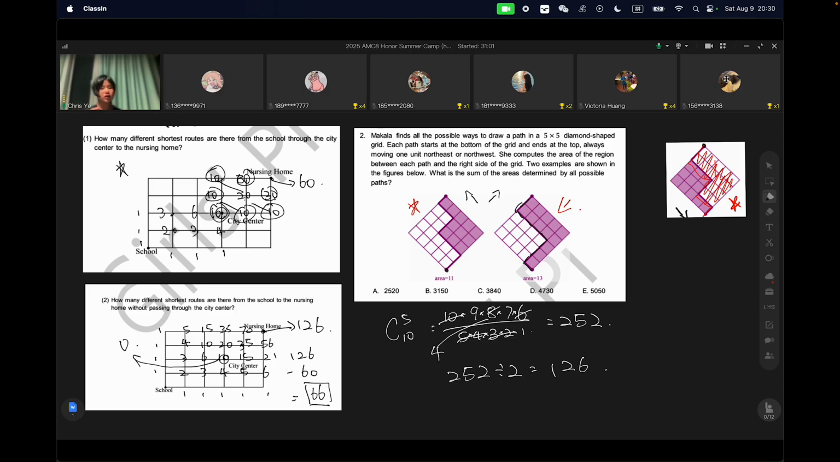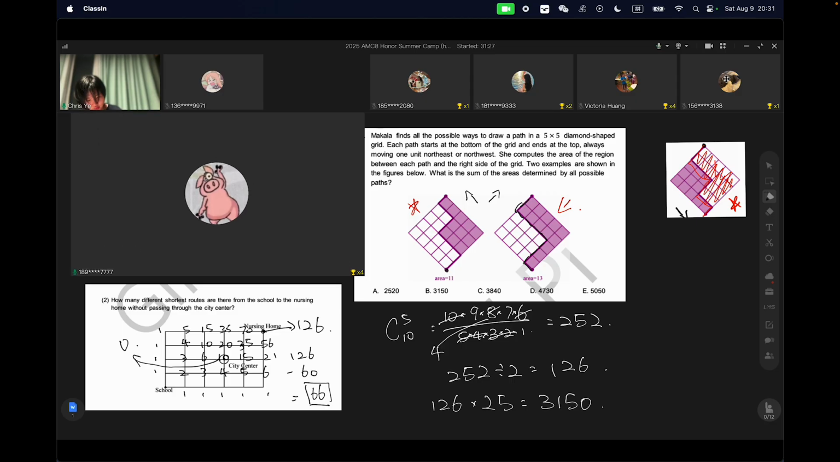And since each of these pairs will add up to make a 5x5 grid, then each of these pairs is going to make an area of 25. And therefore, our answer is going to be 126 pairs times the area of 25 equals 3,150. So that would, yes?